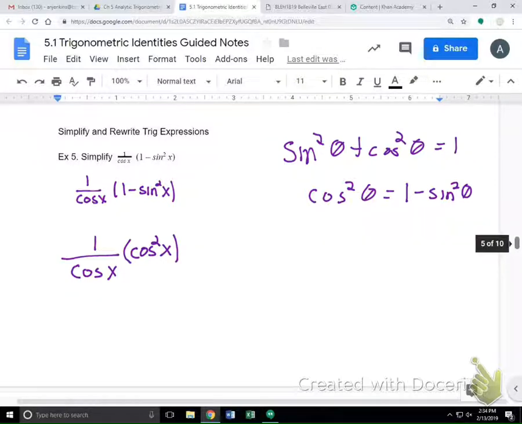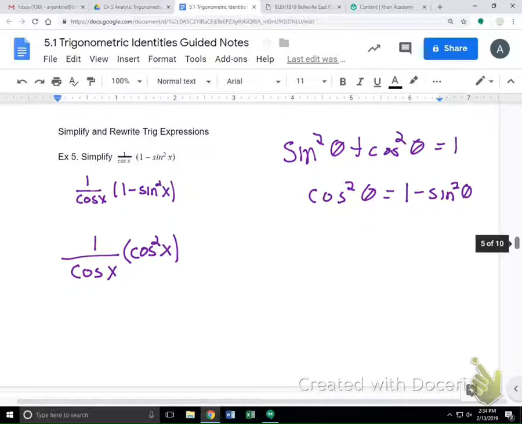So we rearranged our Pythagorean identity to get it in terms of what we had in our problem. Now that I have it in terms of that, I can swap it out, direct substitution, in here. I now have 2 cosines in the numerator, 1 cosine in the denominator. I can cancel one of the cosines out. I'm left with just cosine.